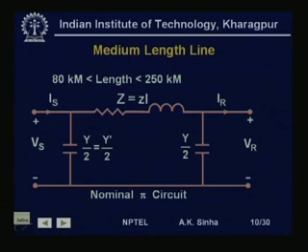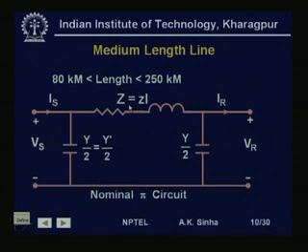Now, lines having a length between 80 to 250 kilometers, we call medium length lines. These lines are generally high voltage or extra high voltage lines, and for these lines we cannot neglect the shunt capacitance or the capacitive admittance of the line. The shunt admittance needs to be taken care of. What we do here is again use a lumped parameter model, where the total resistance of the line is lumped as one resistance, and the total inductance of the line is again lumped together.